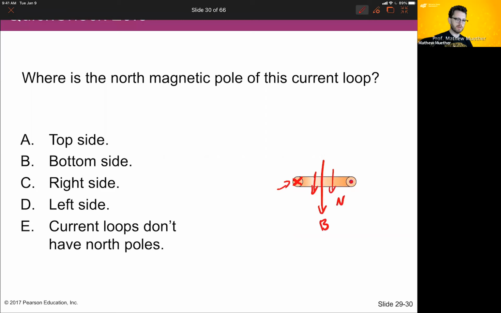So this is the north side and this is the south side. By definition, the thing that we call the north side compared to the south side, the north side is always on the right. South to north is the direction of the magnetic field.